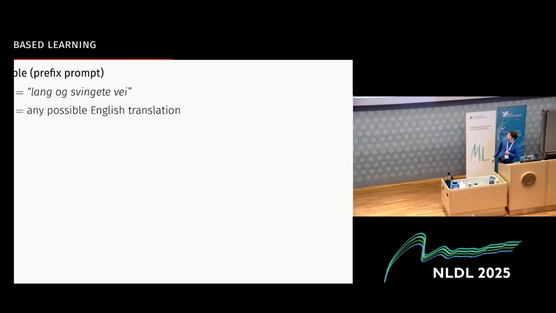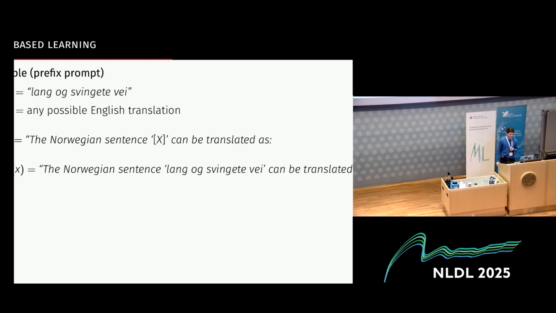So in this case, we will do a machine translation from Norwegian to English. We have some input x. We have an output y, which we don't really care about right now. It can be any possible correct English translation. And we will use a slightly different prompt that is tailored to machine translation specifically. In this case, it will be "The Norwegian sentence, something inside, can be translated as:" and then the model should generate the suffix of this text sequence.